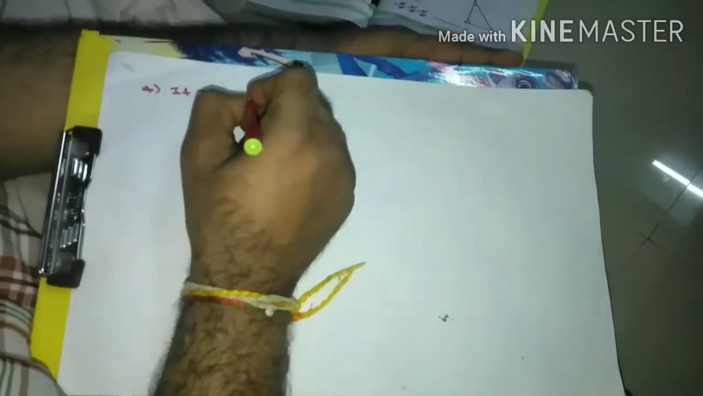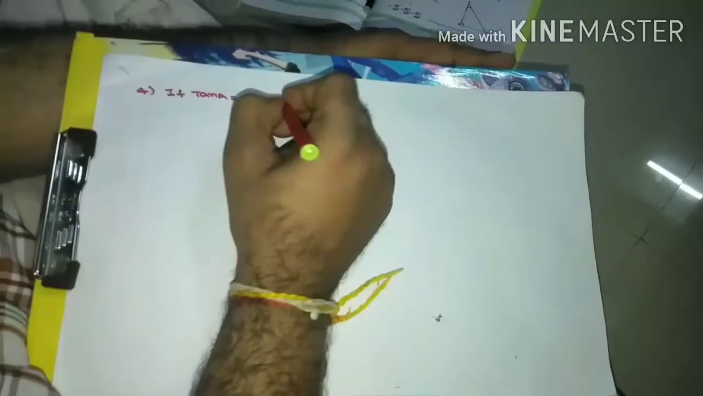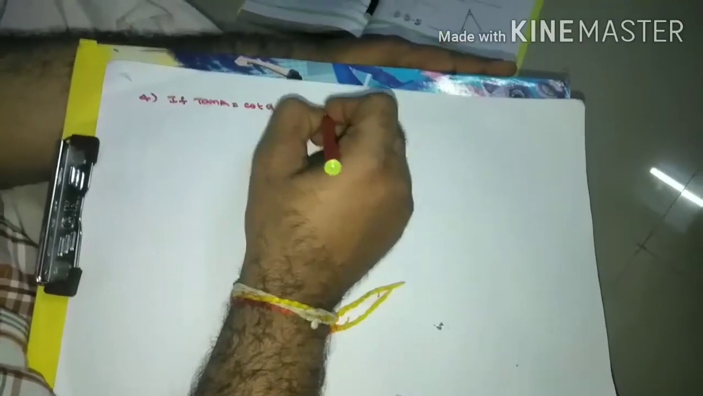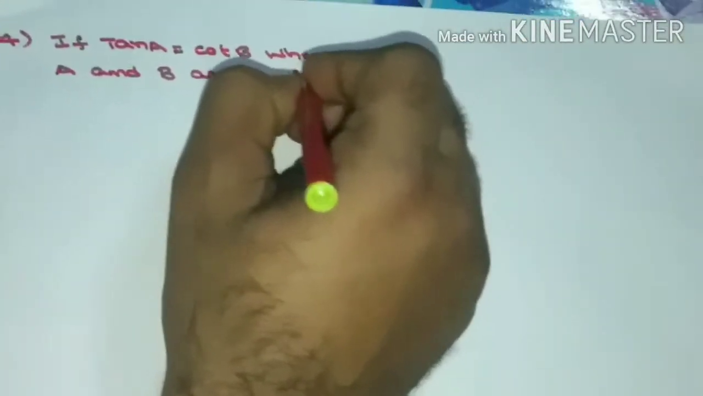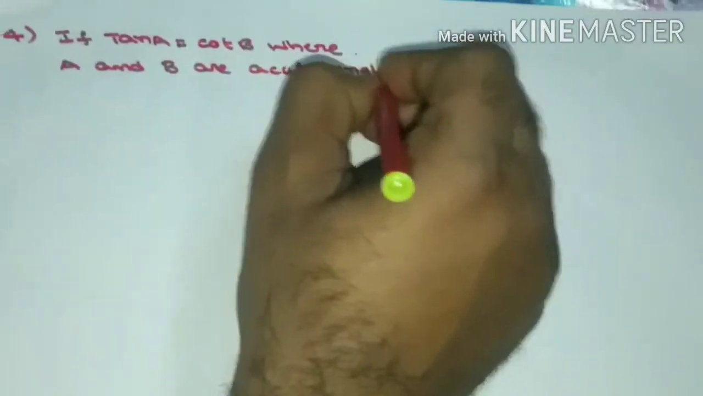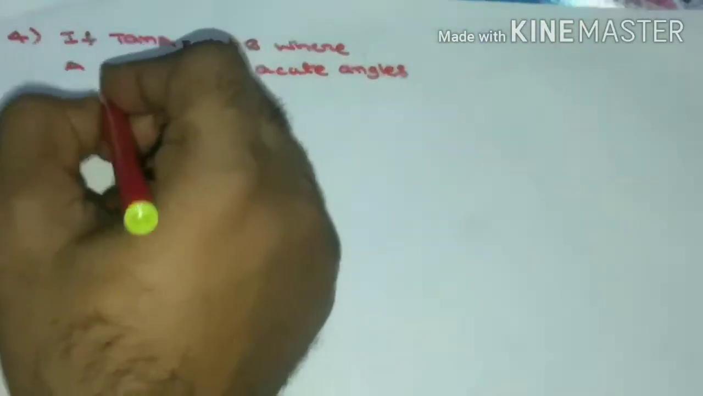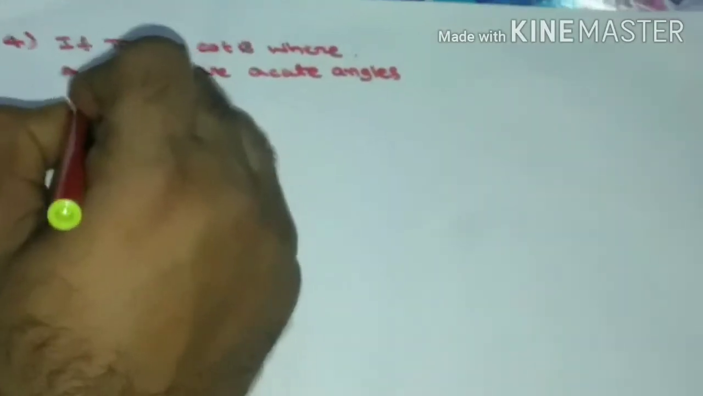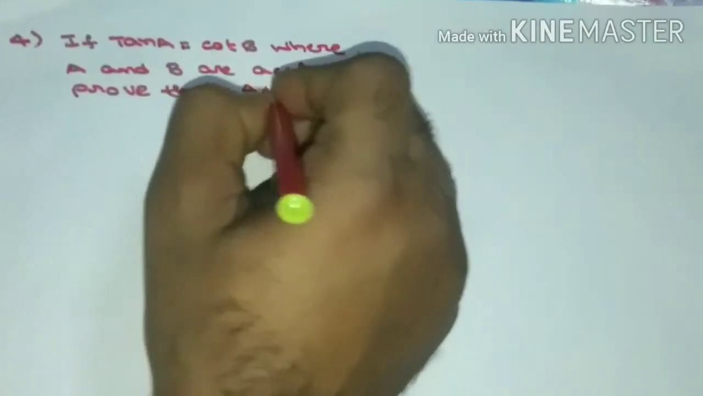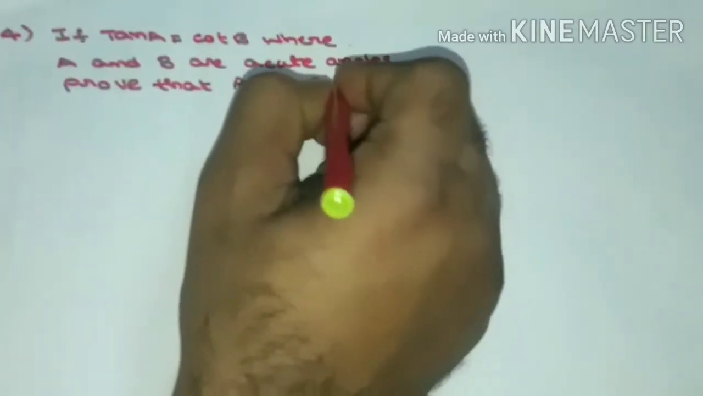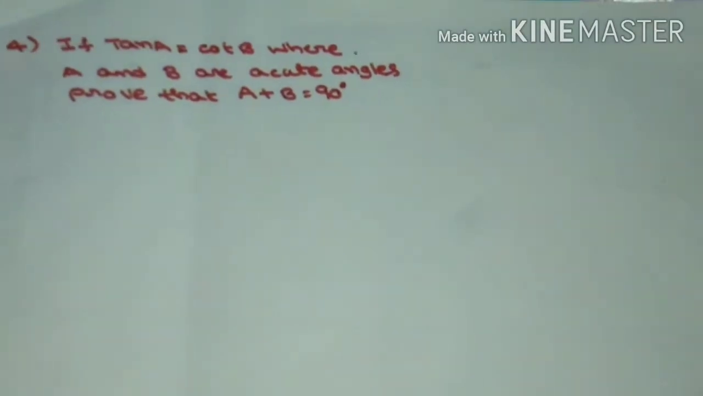What is the question? If tan A equals cot B, where A and B are acute angles, prove that A plus B equals 90 degrees. Now how to solve this problem?